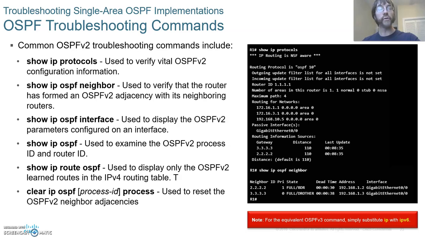You can look at your OSPF routes in the routing table by specifying show IP route OSPF. You can also do this with static or RIP or EIGRP, or you can even do show IP route and then the destination network you want to reach. And you can have it tell you how it's going to route that packet, even if it doesn't have a packet to route. Then finally, you can clear the OSPF process with the clear command.